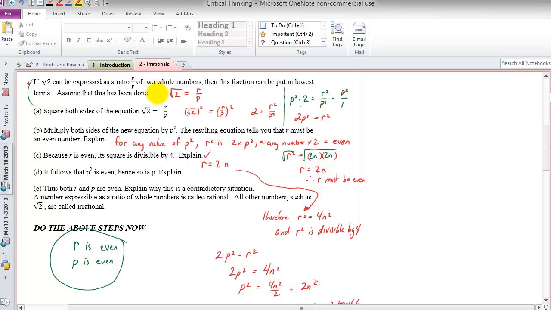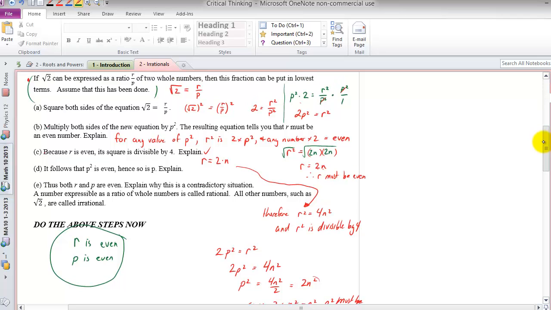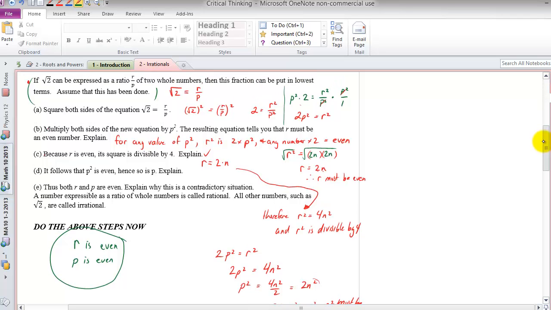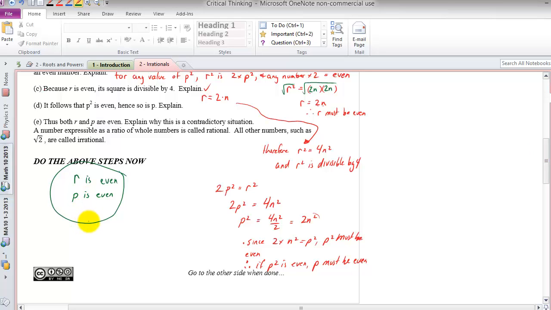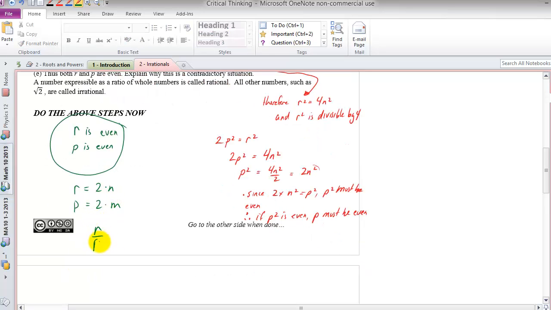We started off with the idea that we have a ratio of r and p. So r and p are two whole numbers, and it's put in lowest terms. It is impossible to have a fraction in lowest terms where both r and p are even. For example, if r is 2 times n and p is 2 times m, then r over p equals 2n over 2m. Clearly that's not in lowest terms. This can be reduced. So that's the contradiction.